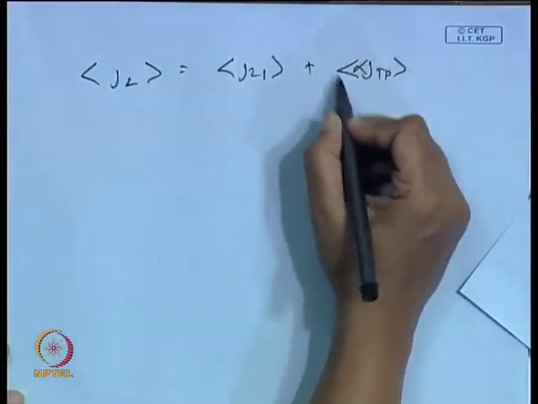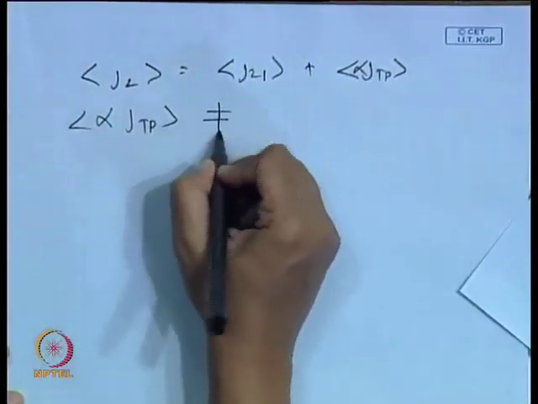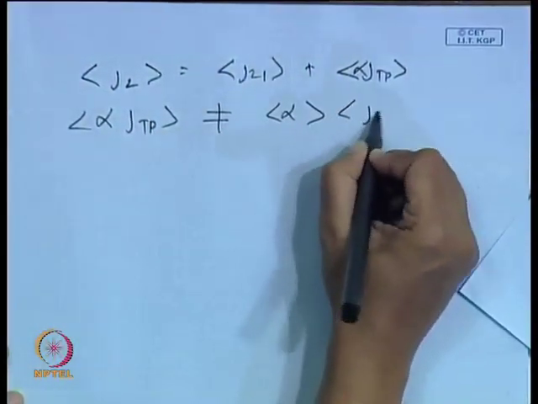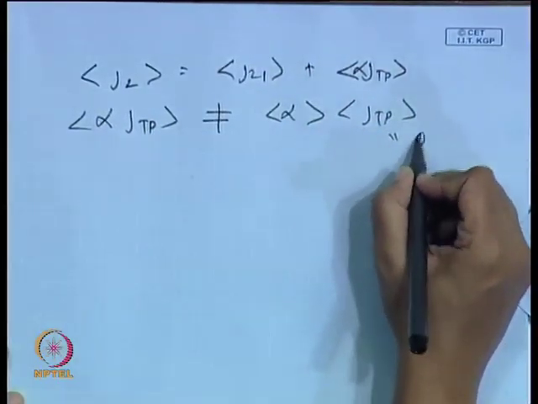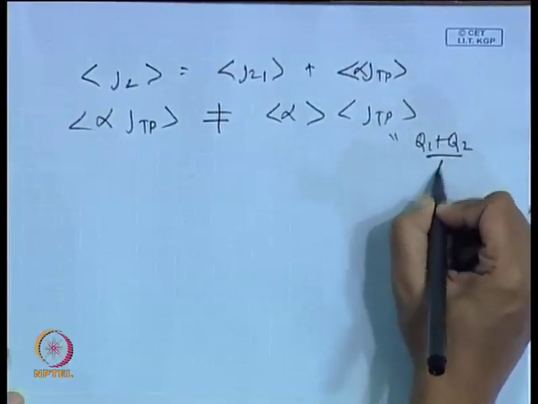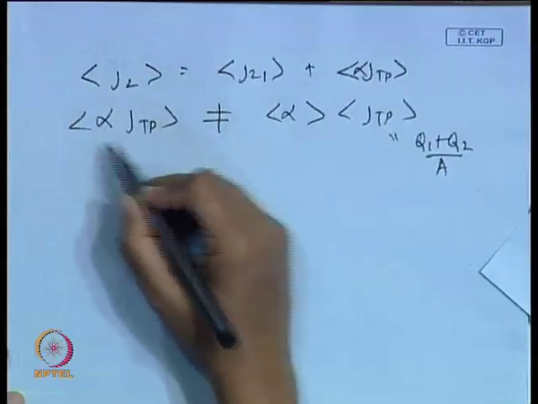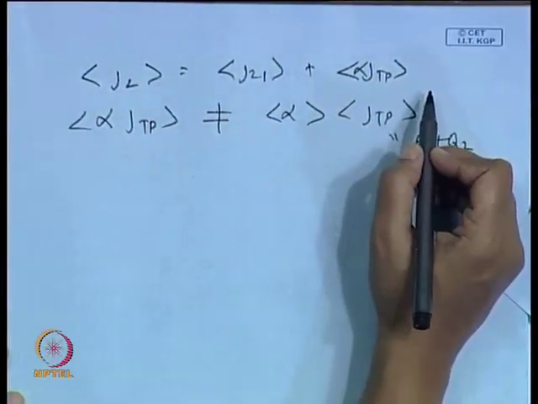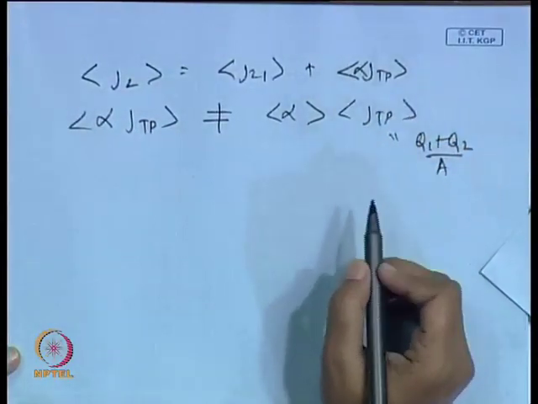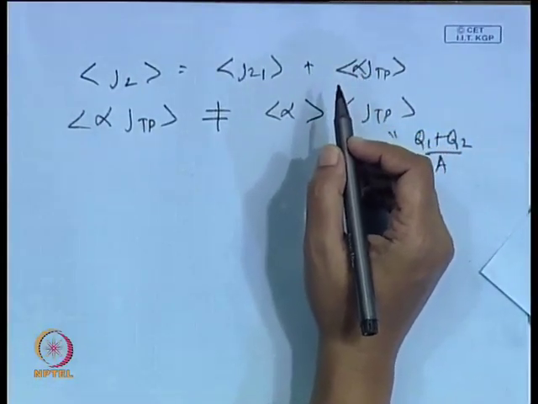Now, this term we know that definitely alpha JTP is not equal to this term, is it? And this is a measurable parameter. For this, alpha JTP is nothing but Q1 by A plus Q2 by A, and alpha can also be measured. So, instead of this, if we can replace it by this term along with some other corrections, then probably my equation becomes a little more friendly, isn't it? If that can be done, then it becomes slightly easier.